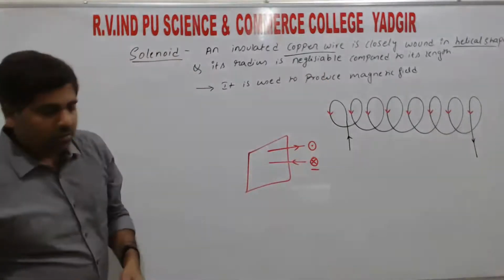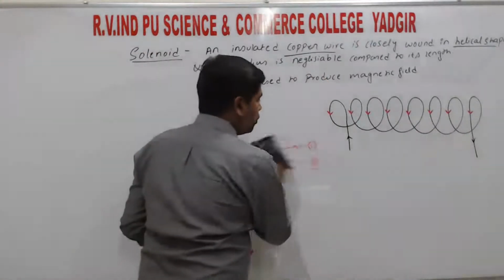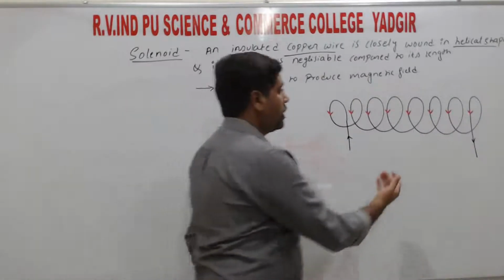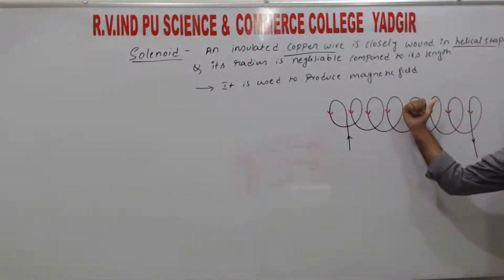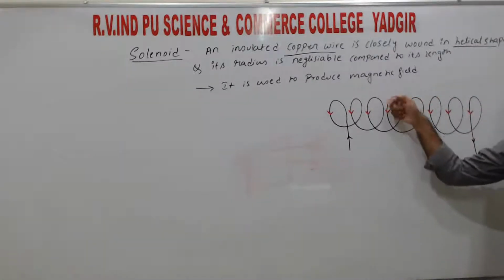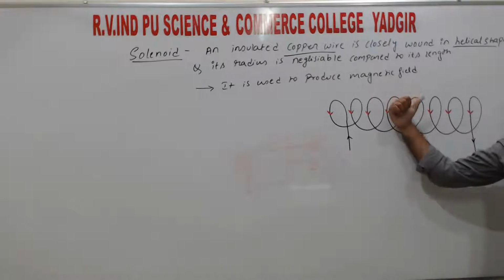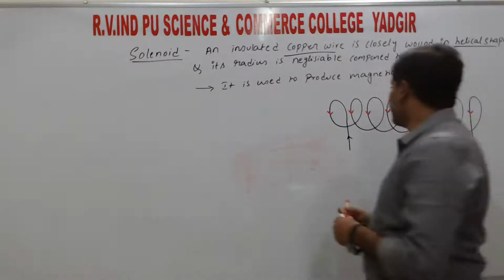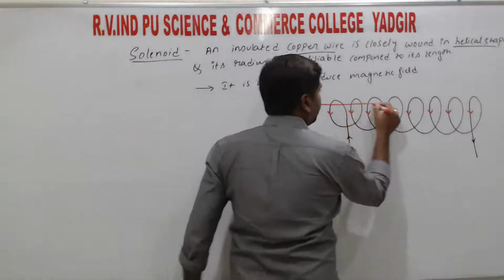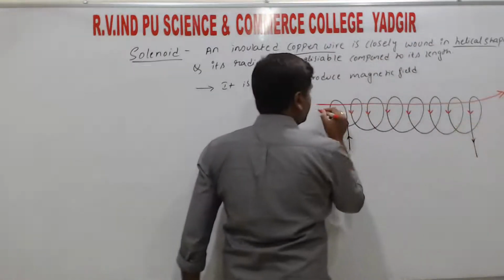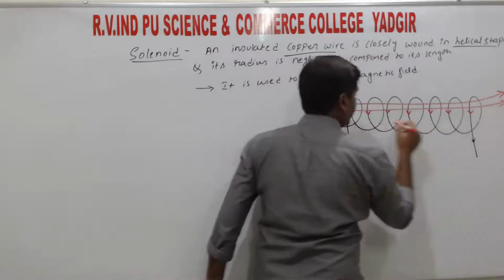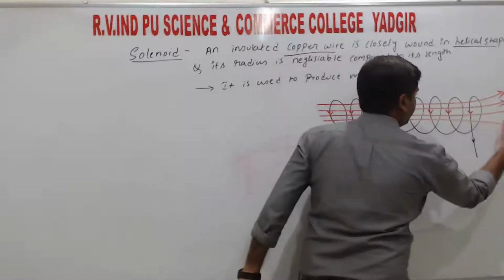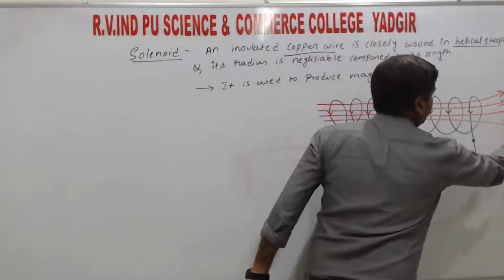Using the right hand rule, if we hold the solenoid in the right hand, folding the fingers like this, the fingers represent the direction of current. The current comes like this, and the magnetic field goes towards the right side, right? The magnetic field goes like this, which gives the direction of the magnetic field. So this is magnetic field B.